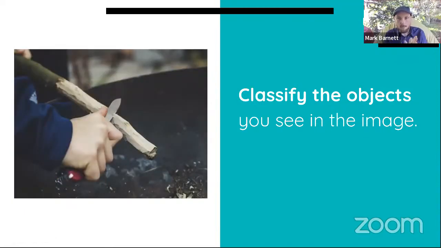Here's the next picture. A similar kind of image. As a machine learning tool, I would see hand, I would see knife, I would see wood. I might say bowl, or whatever. I'm not sure what this is, so I may not say anything about it, but I can identify the hand, the knife, and the wood. So there's my classification. Here's the next image.